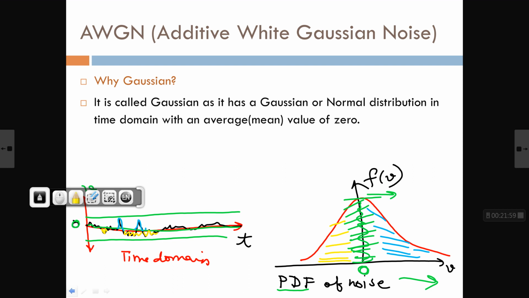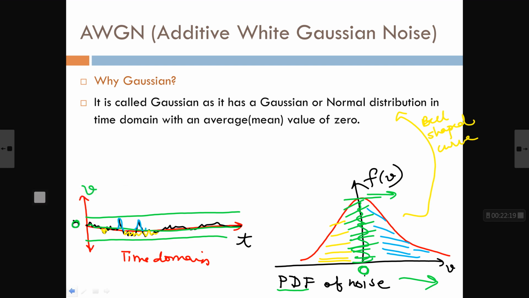So if I plot the probability distribution function of noise, it has the shape of a bell. This bell-shaped curve, we call it a Gaussian distribution or normal distribution. What you can see is that the mean, the average, is 0. Why? Because it is there on the positive as well as the negative side, and it is symmetrical.